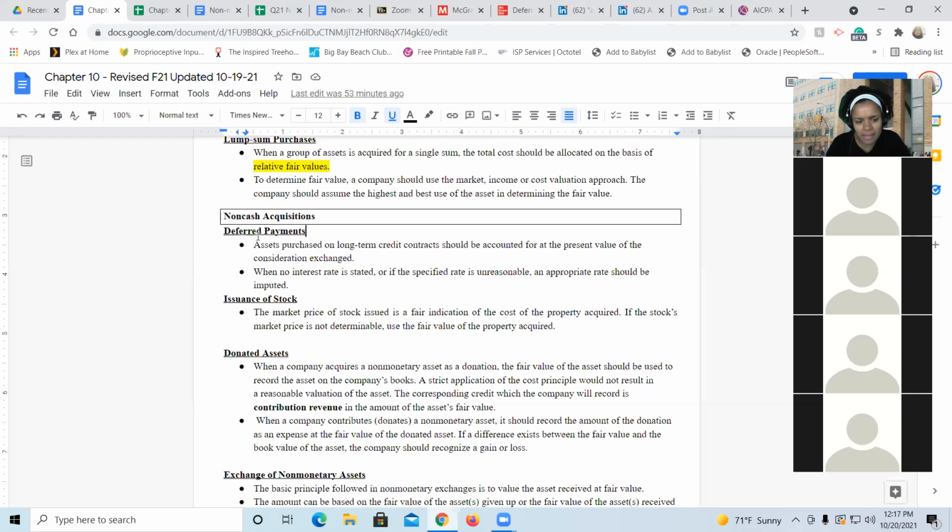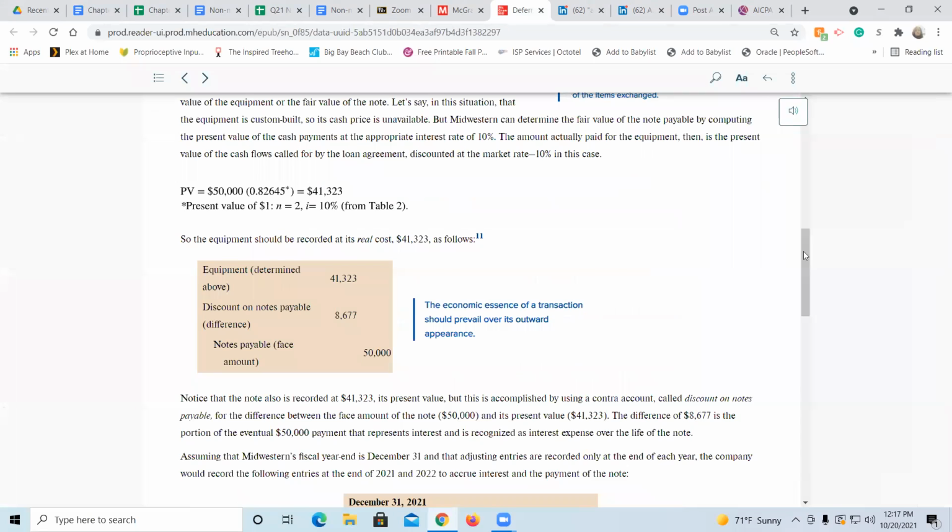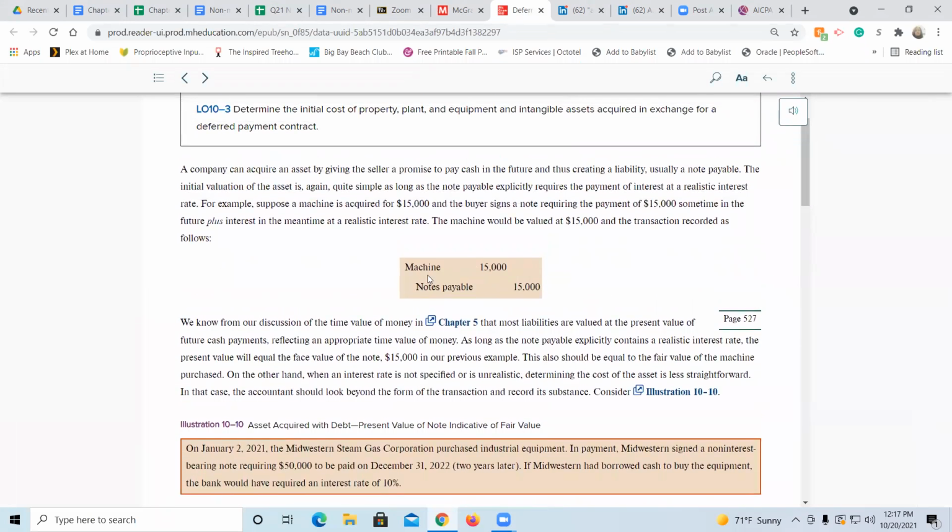So the book makes it sound a little bit more difficult than it is. This is basically talking about when a company buys something on account, like when they're borrowing money to buy the thing. So if you look in your book, you can see that the first example they show you is, for instance, buying a machine using a note payable. This is a classic journal entry that we've seen before: debit asset, credit the payable.